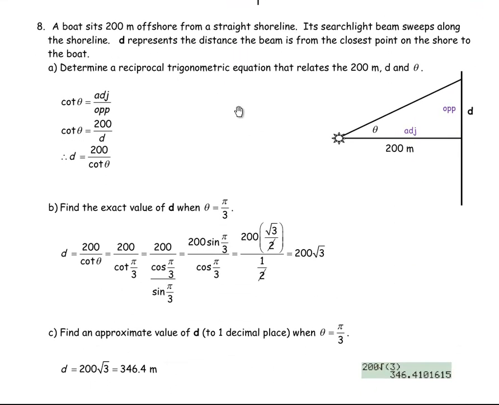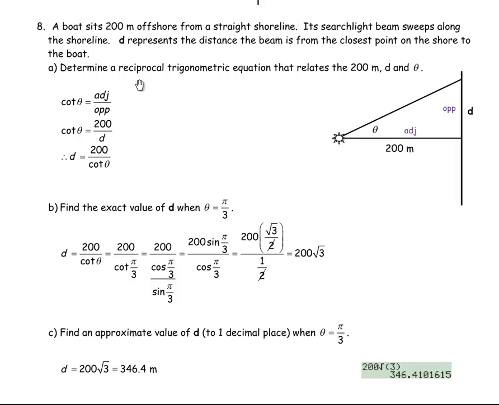For question number 8, a boat sits 200 meters offshore, so off from a straight shoreline. So there's the straight shoreline. And so here's the boat, 200 meters offshore. Its search beam sweeps along the shoreline. So it's sweeping along the shoreline, going like this, around and around. D represents the distance the beam is from the closest point in the shore. So the closest point would be right here. So right now you see the beam is shining there. So D would be this distance here.